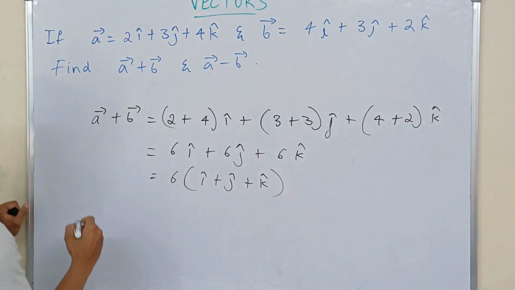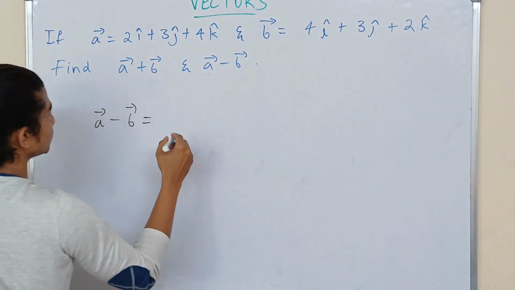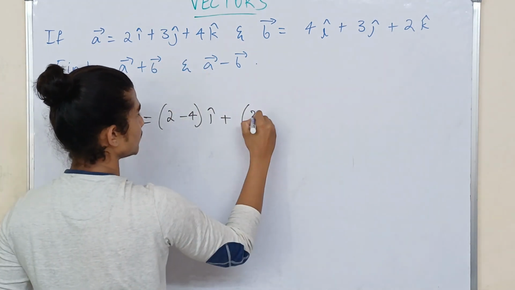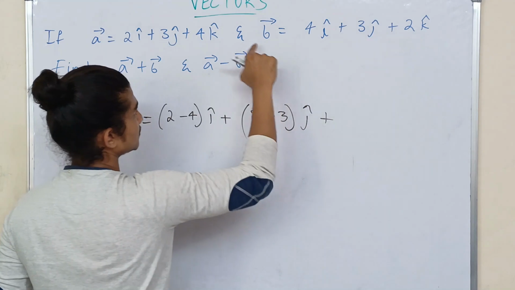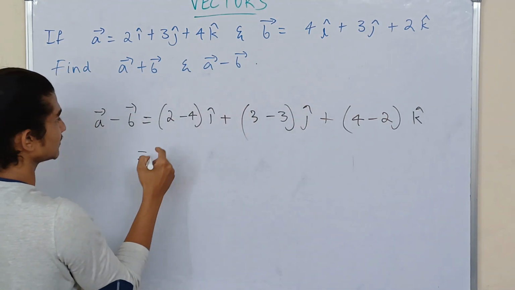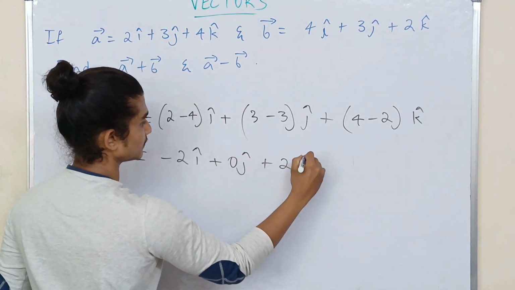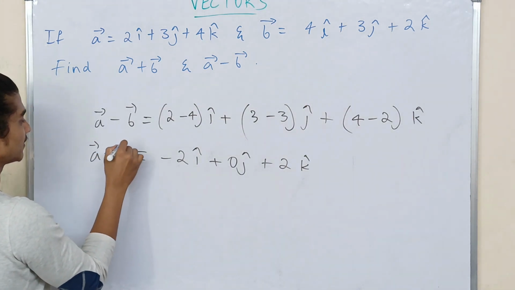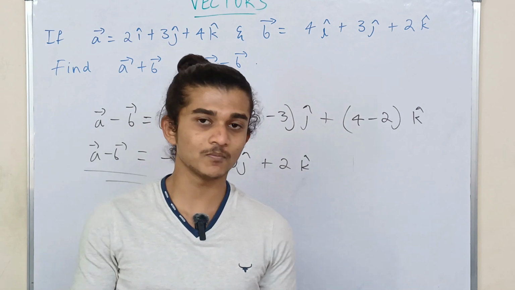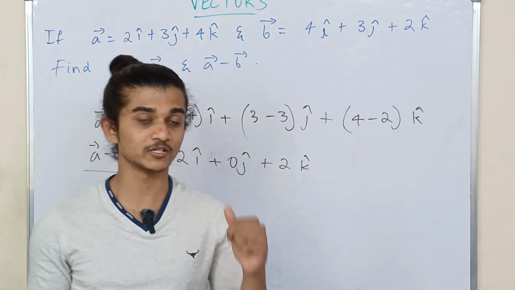So now solve the next one, which is a minus b. It is simply subtracting the respective components. So (2 minus 4) i cap plus (3 minus 3) j cap plus (4 minus 2) k cap. So subtracting this, we get minus 2 i cap plus 0 j cap plus 2 k cap. So this is the addition and subtraction of vectors. This is how you're going to do addition and subtraction of two vectors if the components are given. If the components are not given, just go for the geometric method, which I taught in the first part.